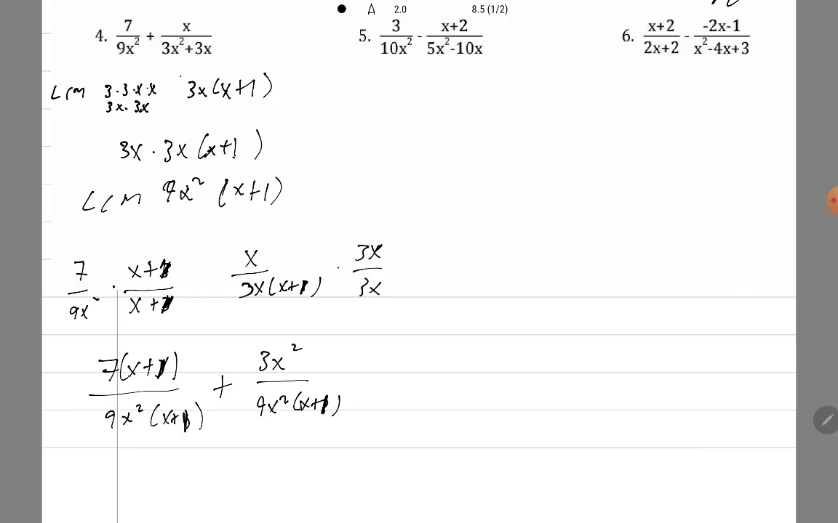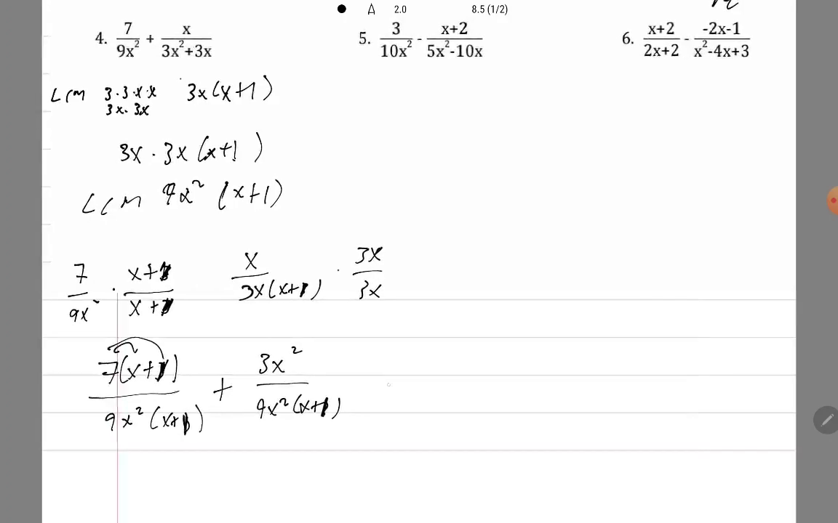Okay. So I'm going to distribute these. That's 7x plus 7. So my answer is going to be 3x squared plus 7x plus 7 over 9x squared, x plus 1. Or 7. Or no, yeah, that's right.